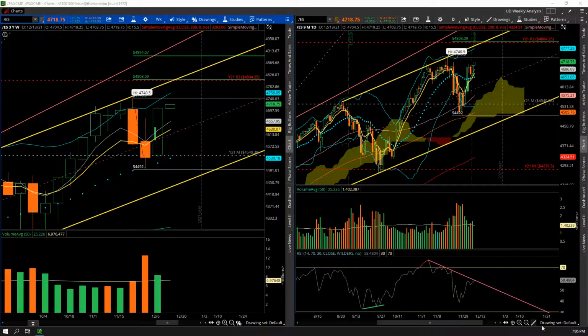Now that we have the futures open and running, let's do a quick overview of the futures and how they are doing and any potential targets for the upcoming week. So let's get started with ES, which is S&P futures.